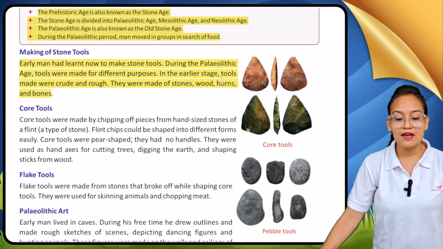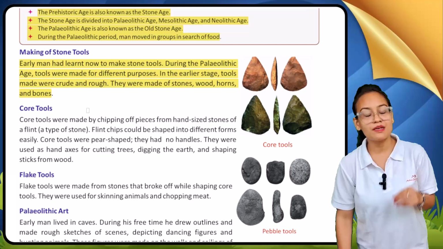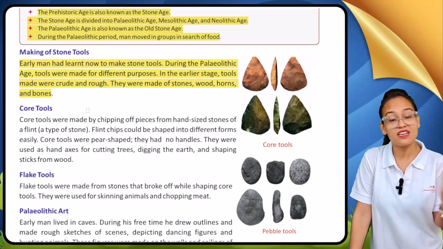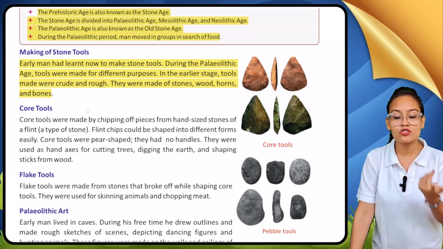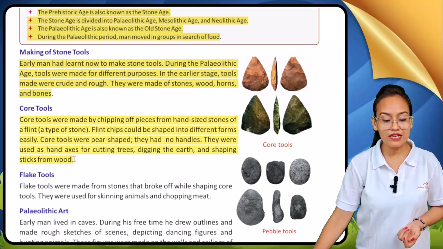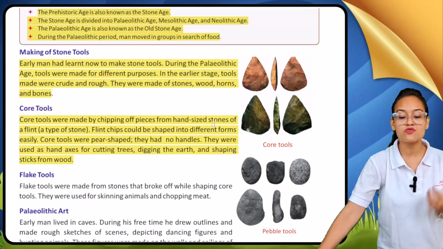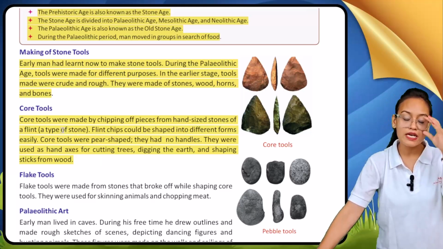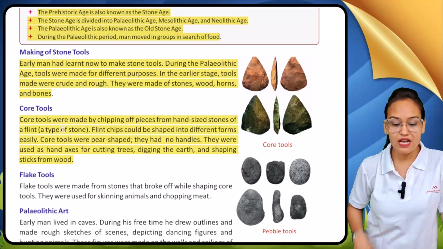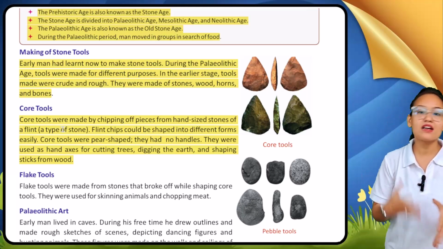In the early stage, tools were crude and rough. The first weapons they made with the help of stone were very rough in nature. They were made from stones, wood, horns, and bones. Now the core tools which they used were made by chipping pieces from hand-sized stones of flint. Flint chips came in different forms, so the tools had different shapes and sizes.